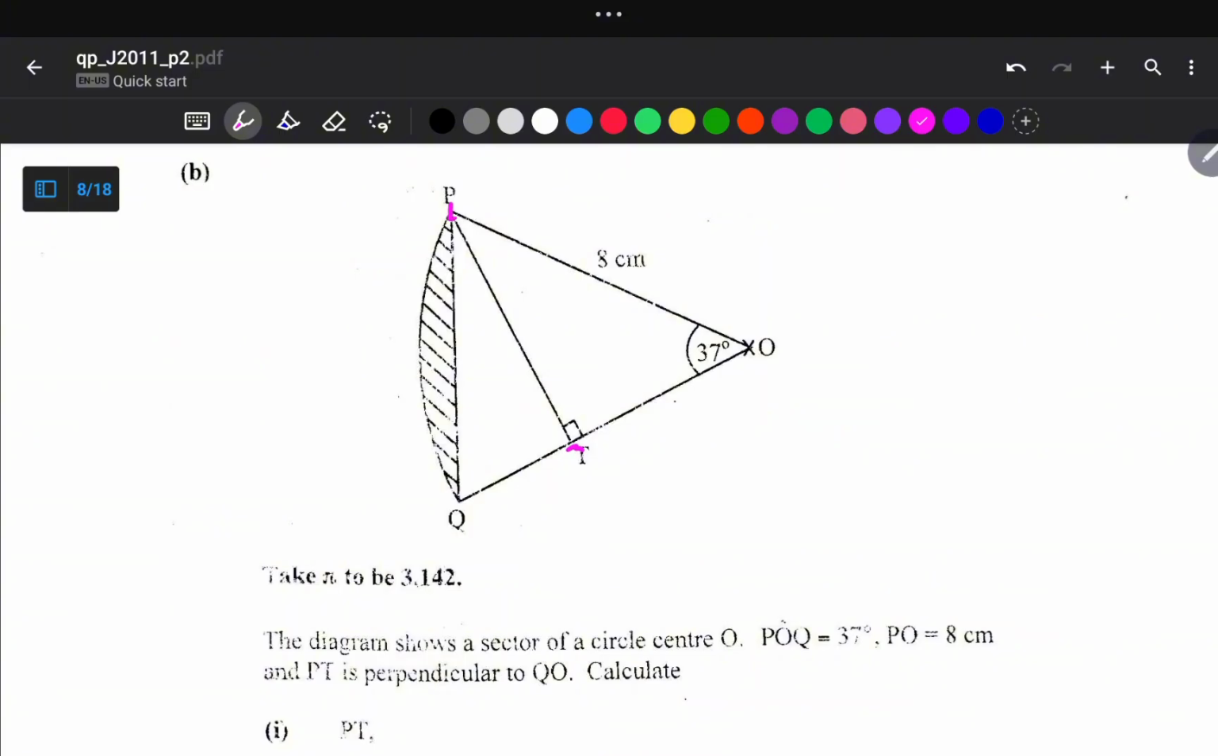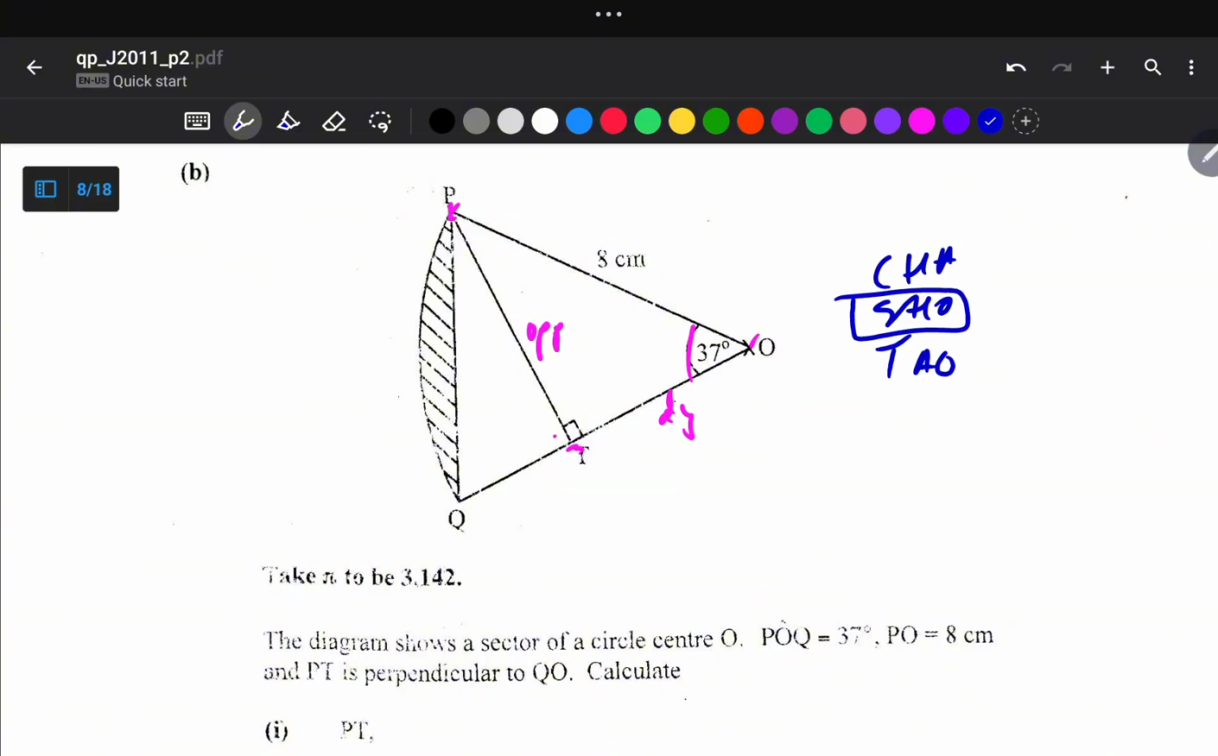So this one is a right angle triangle, and we have this angle 37 degrees, and this side here is 8 centimeters. So this side PO becomes the hypotenuse, and this one PT is our opposite, and this one TO is our adjacent. From our trig functions we have SOH CAH TOA.